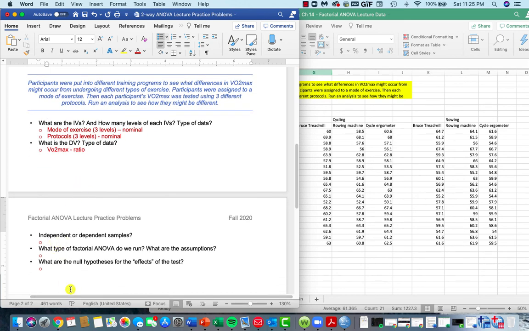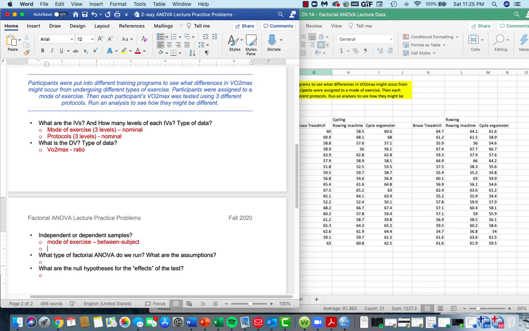Based on our samples, again, you have to figure out how each independent variable was looked at. So in terms of mode of exercise, each person was assigned to a mode of exercise. So that means this is going to be a between subject sample, or 3 different samples. And then when we look at protocols, we already identified that each person was tested using each of the protocols, right? So that'll be a within subject type of sample. And this gives us information, right?